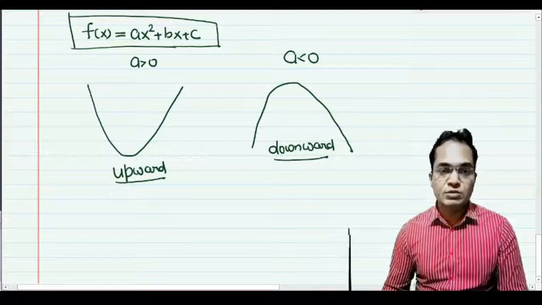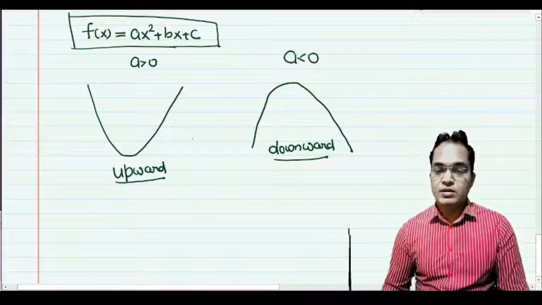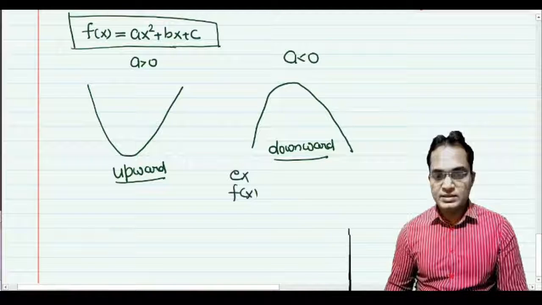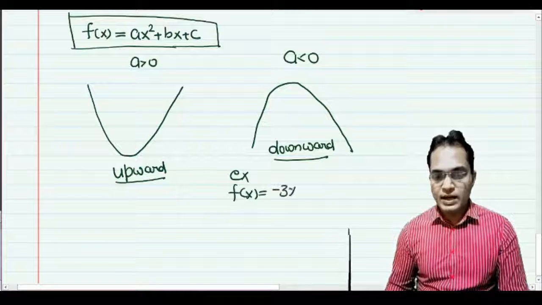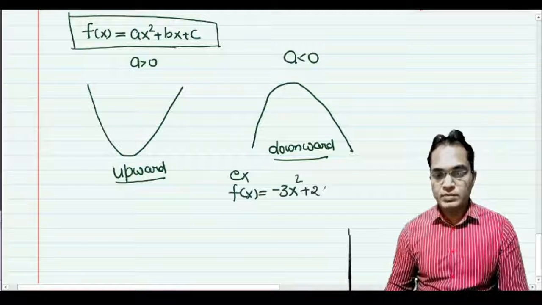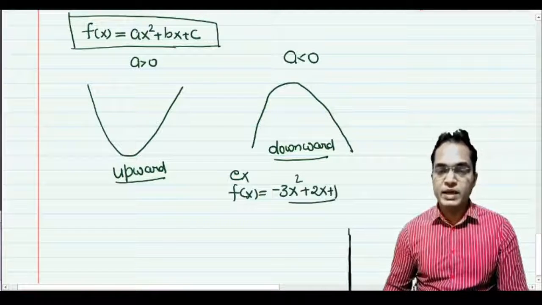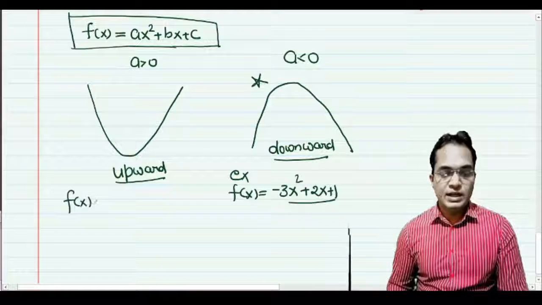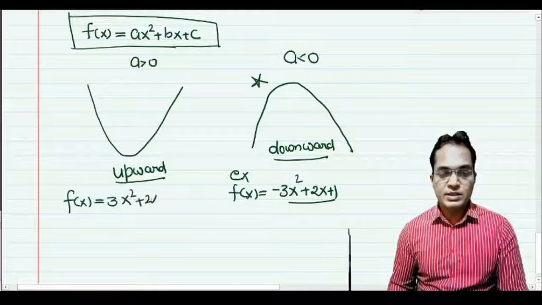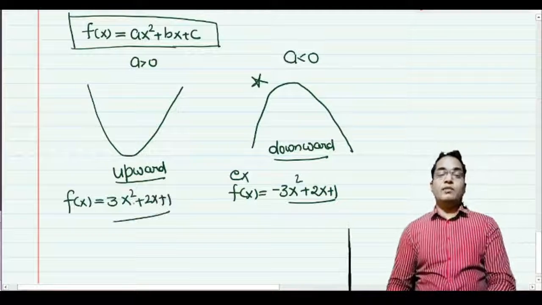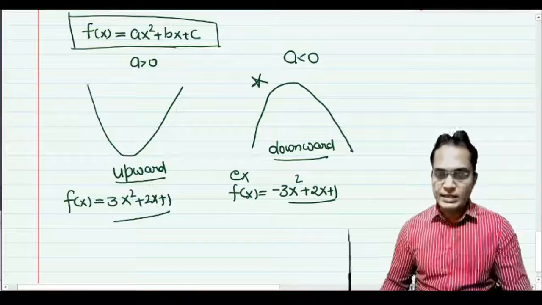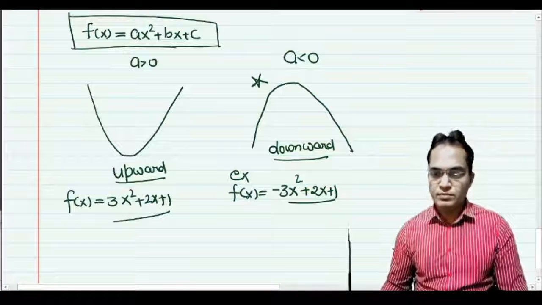And it depends on the sign of a. For example, if we take f(x) = -3x² + 2x + 1, then the geometry will be like this. And if we take the example f(x) = 3x² + 2x + 1, then the parabola will become upward, this geometry. Got it? I think it is okay up to now. Is there any problem? No?